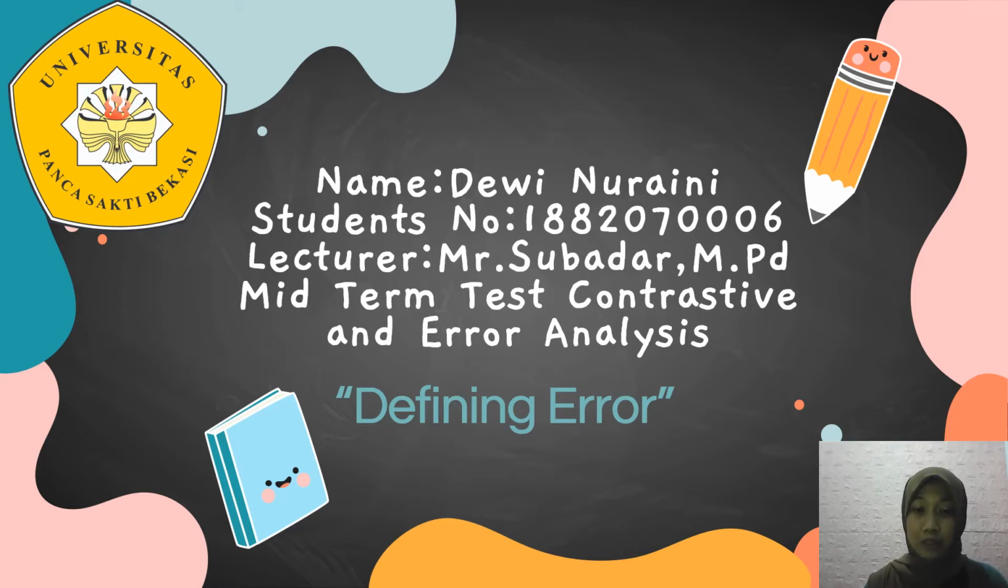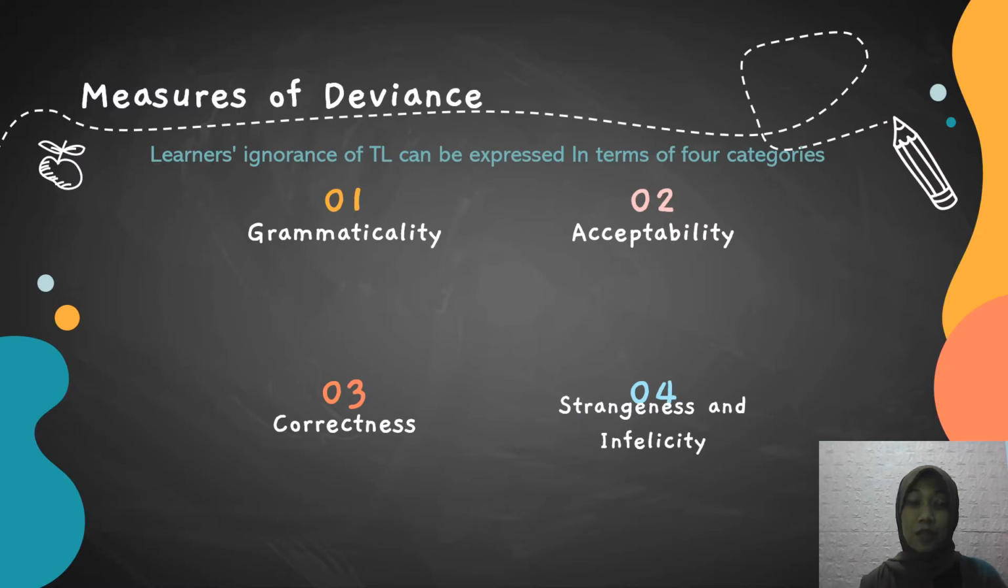Now I would like to give you the presentation about midterm test for contrastive and error analysis, defining error. Measures of deviance. Learners' ignorance of TL can be expressed in terms of four categories. The first one is grammaticality. The second one is acceptability. The third one is correctness. And the last one, or the fourth, is the strangeness and infelicity.